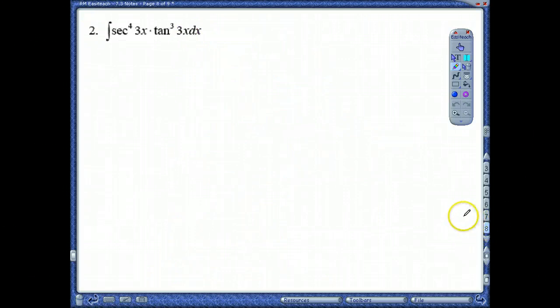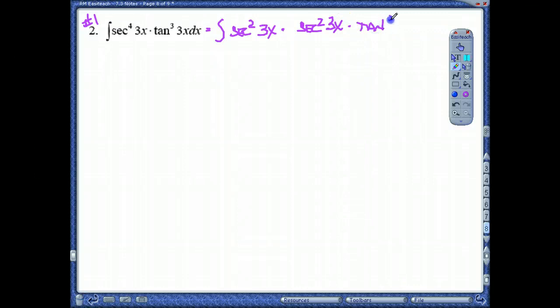Okay, so let's look at number 2. This is actually an example of our first type. So that secant, I'm going to split that apart. My secant squared times tangent cubed. Okay, so this time I needed a secant squared because that's going to become my du in the future. So the other guy, we're going to have to change him into tangents.